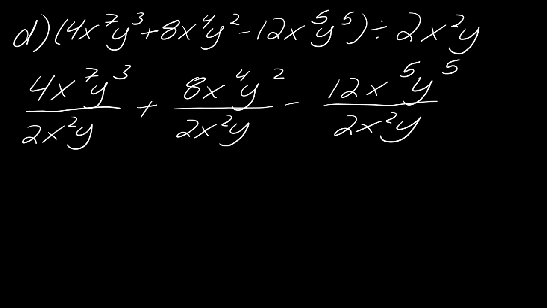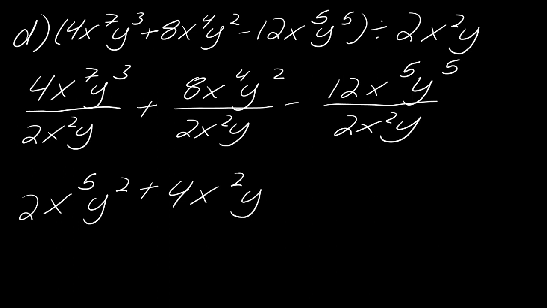Okay, as I work through this, 4 divided by 2 is 2. The x's, I take 7 minus 2, so it'll leave me with x to the 5th. And then for the y's, I take 3 minus 1, so this will leave me with y squared. Okay, 8 divided by 2 is 4. This will leave me with x to the 2nd, and then just y. And then finally, 12 divided by 2 is 6. And this will leave me with x cubed y to the 4th.